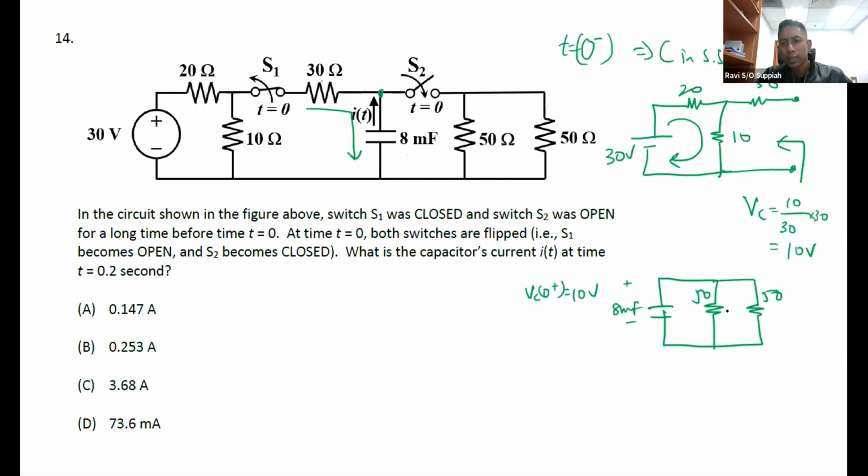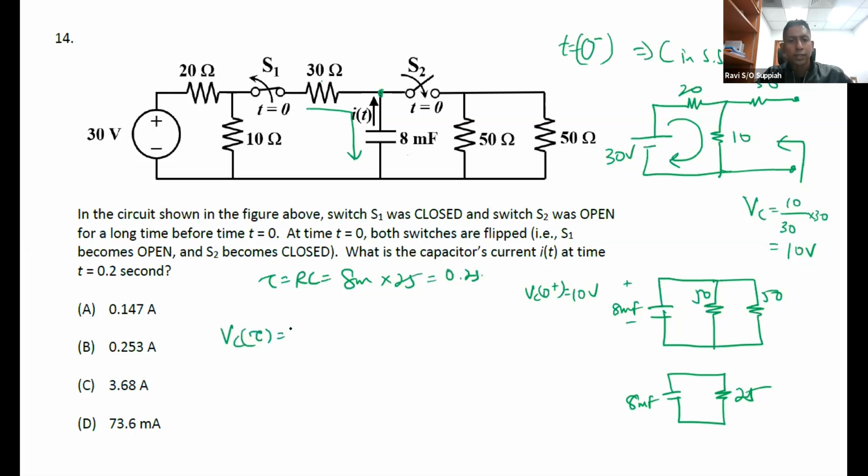Again, in order for me to use a standard equation, it must be a single resistor and a single capacitor in series. So this is combined together. Two 50 ohm resistors in parallel is equivalent to 25 ohm. Your tau is RC, so that will be 8 milli multiplied by 25, which should be 0.2 second. Your expression is the standard expression: Vc(0) e to the power of minus t by tau plus Vc(infinity) times 1 minus e to the minus t over tau.